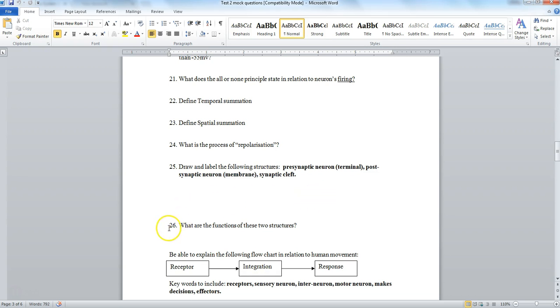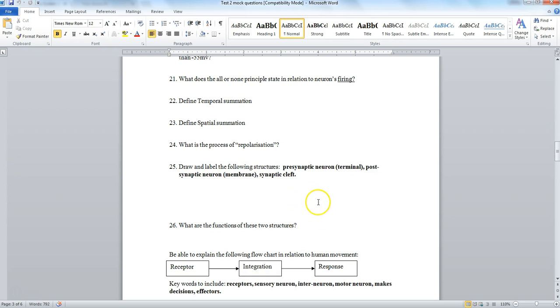cleft here, you just see number 26 here asks what the function of these two structures are. And that's pretty easy now. We know that the presynaptic terminal receives action potentials, so the electricity, and releases neurotransmitters. So the presynaptic neuron receives action potentials and releases neurotransmitters. If we could write that in.